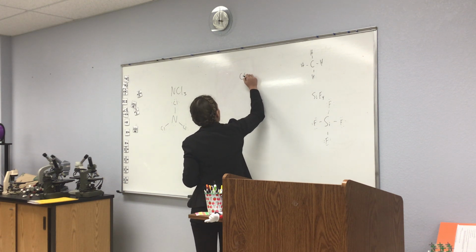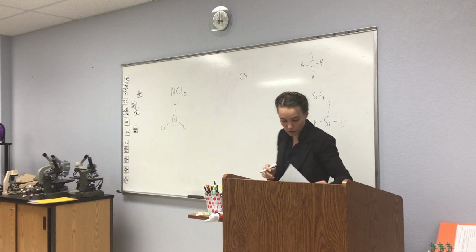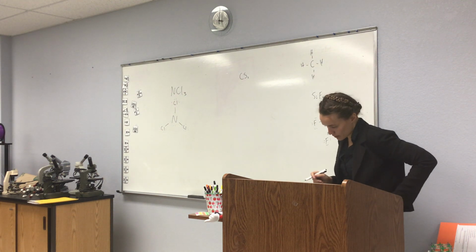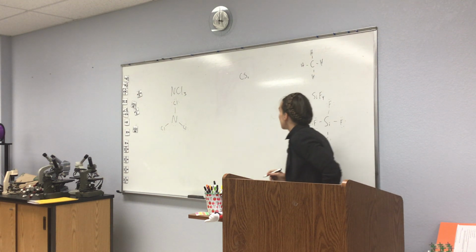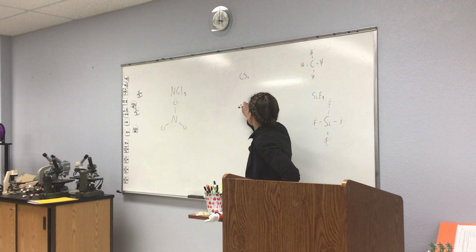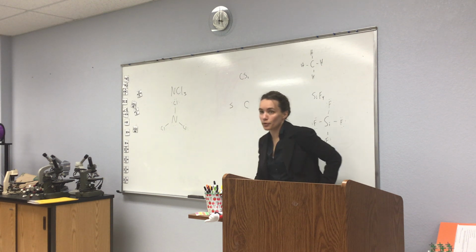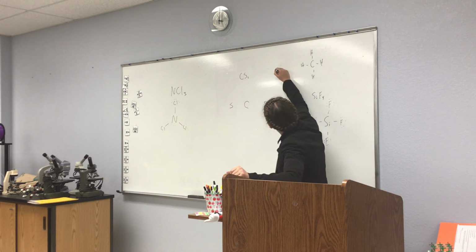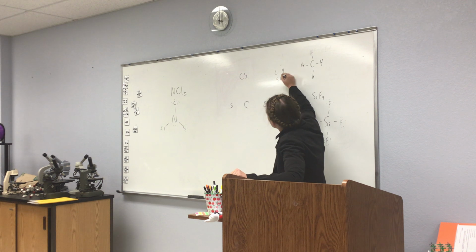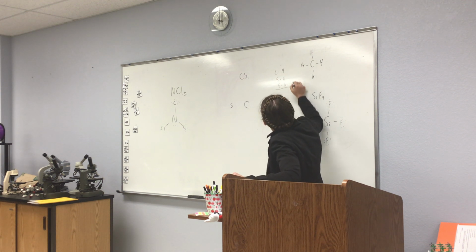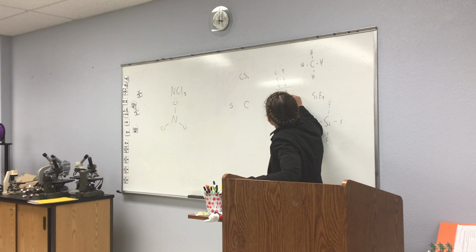Let's work through the whole process of this one because it's trickier and it's good review. Remember, we start with estimating positions. We can guess it's going to look something like this. Let's not put bonds in yet. Now we add up our valence electrons. We've got 4 from the carbon. We've got 6 from each sulfur. So in total we have 16 electrons.